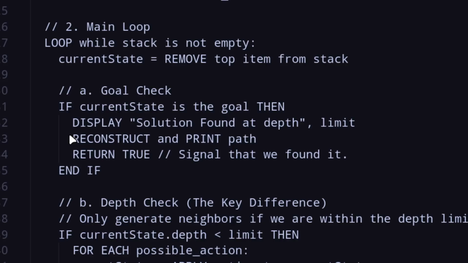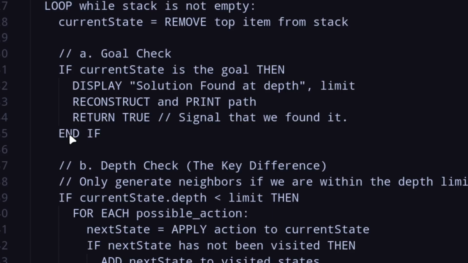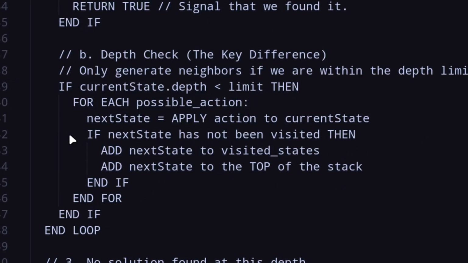Now you need to check if the current state is the goal state. Generally 0, 0 is never the goal state, so we need to continue. If it is the goal state, you reconstruct and print the path, else of course we continue. This is where the depth check needs to happen. First you check whether the current state's depth is less than the limit or not. Is it less than or less than equal to, depends on how you want to frame the algorithm, but how many depths you want to allow.